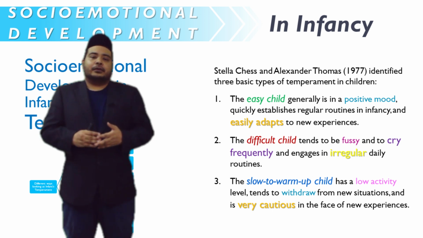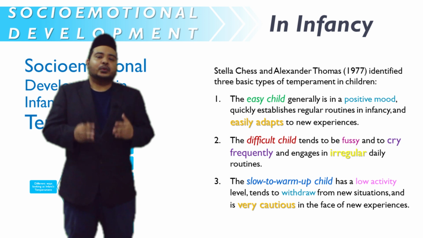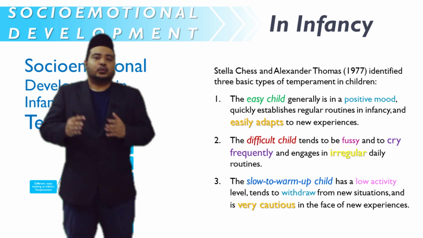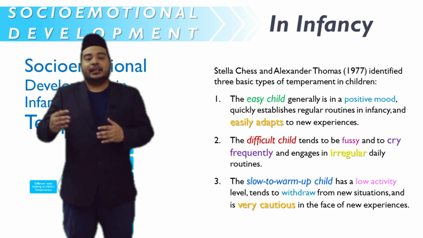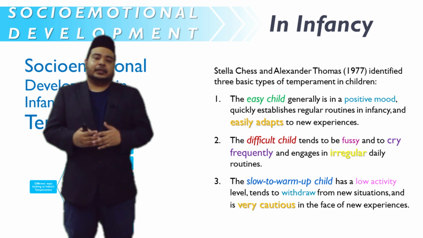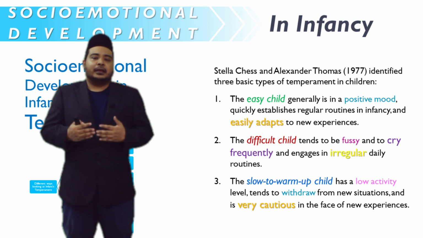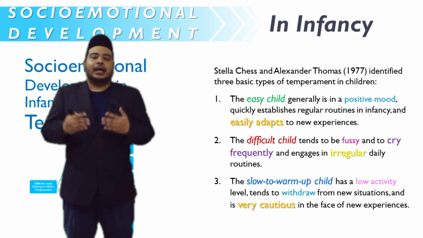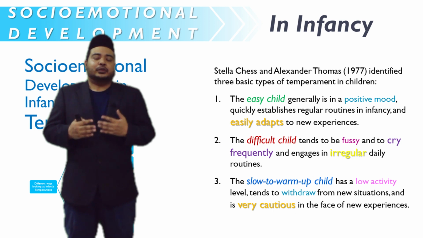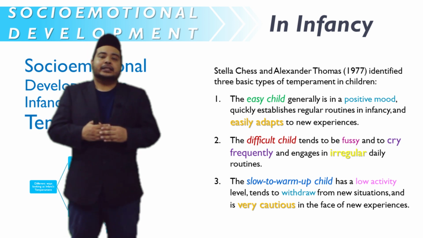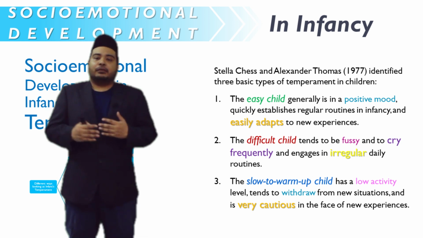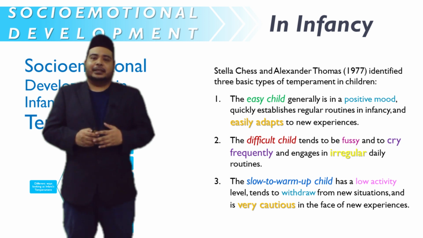And the third type of temperament is the slow to warm up child. Okay, this type of child has a low activity level. They are not really active. They tend to withdraw from new situations and are very cautious in the face of new experiences. They are not playing around so much, and they choose to withdraw, not joining other children to play, not interacting with new people that they meet, and they are very cautious when meeting new people.